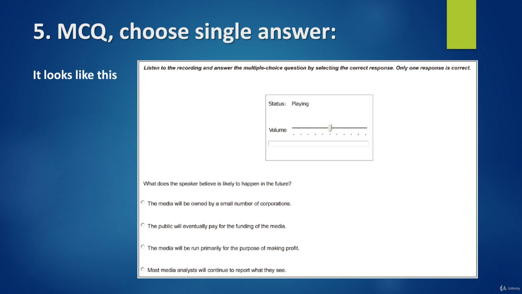Fifth type of question types, multiple choice question, choose one answer. This is how it looks. You have the instruction up there and the volume adjustment and recording progress bar, everything looks like the rest of the questions from this module. There's the question here, which is really important, and there are the options. So don't waste time on this one, but this is important.